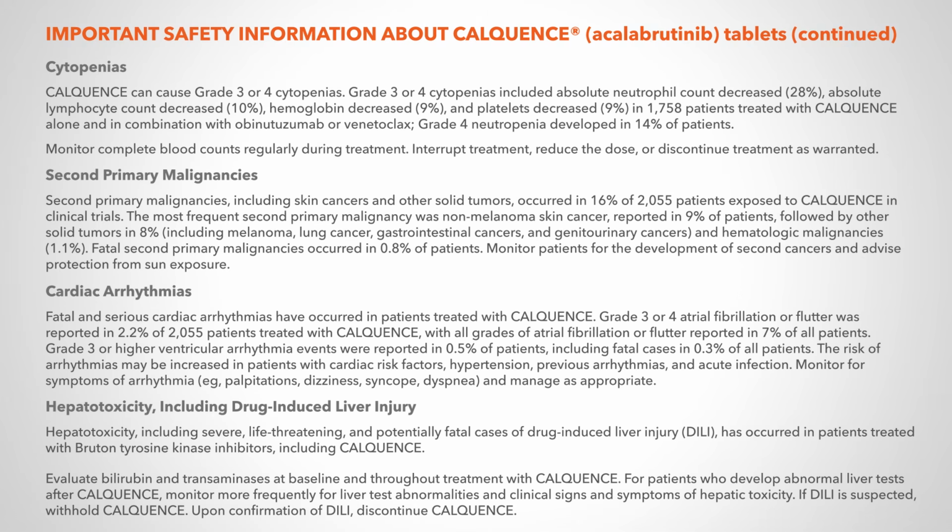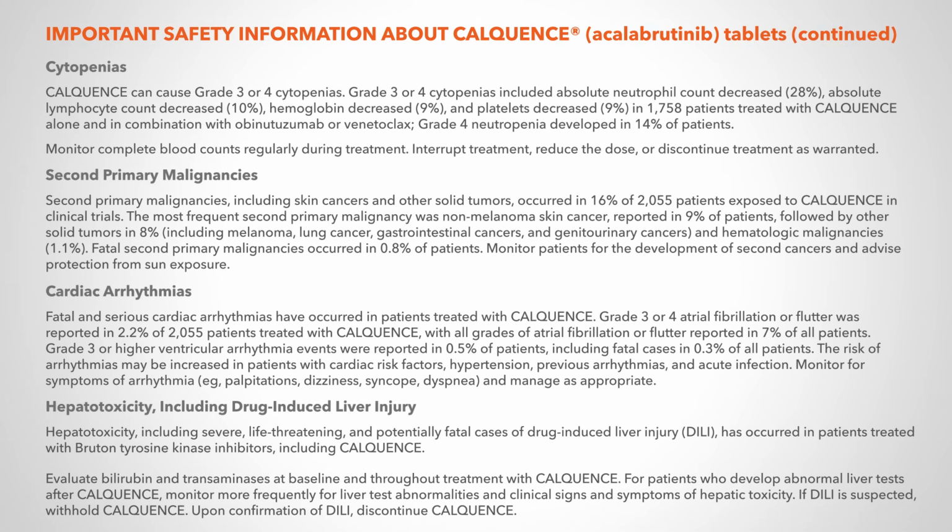Second primary malignancies. Second primary malignancies, including skin cancers and other solid tumors, occurred in 18% of 1,764 patients exposed to CALQUENCE in clinical trials. The most frequent second primary malignancy was non-melanoma skin cancer, reported in 10% of patients, followed by other solid tumors in 9%, including melanoma, lung cancer, gastrointestinal cancers, and genitourinary cancers, and hematologic malignancies, 1%. Monitor patients for the development of second cancers and advise protection from sun exposure.